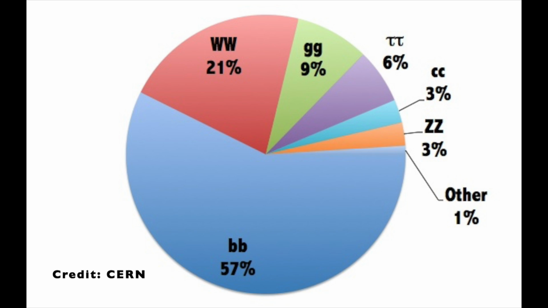And then again, they will change into other particles because they don't live for very long. They're what we call unstable. So we're not necessarily looking for the Higgs boson directly. We're looking to make one and then look for the things that it decays into that we can detect.